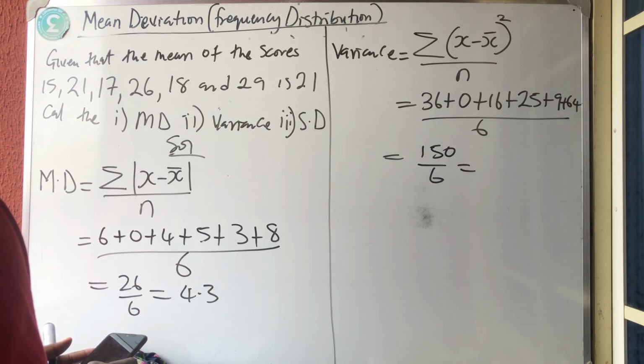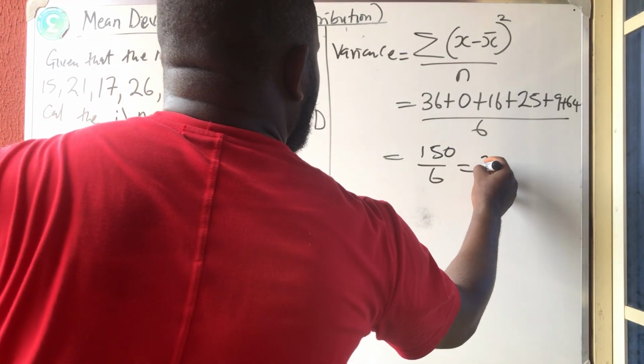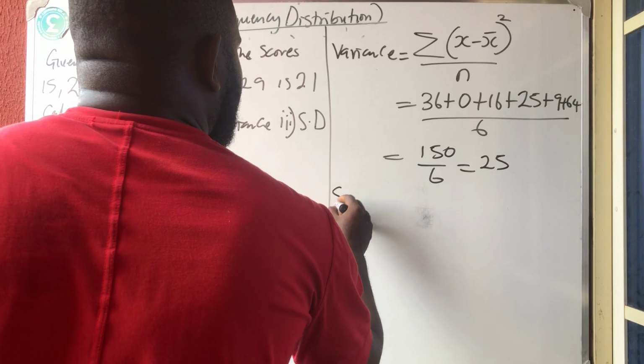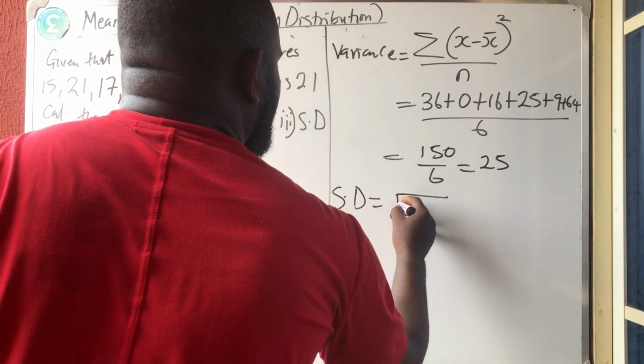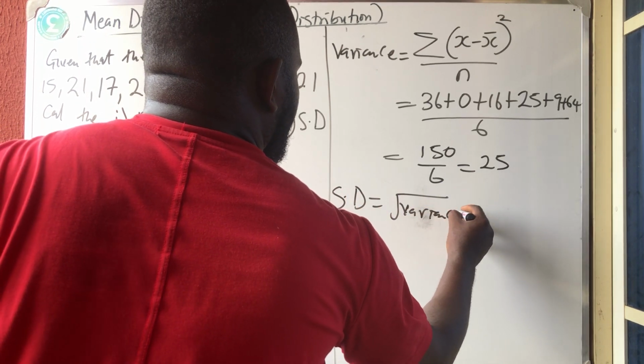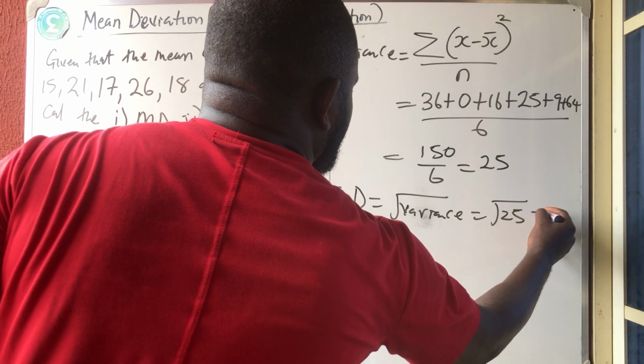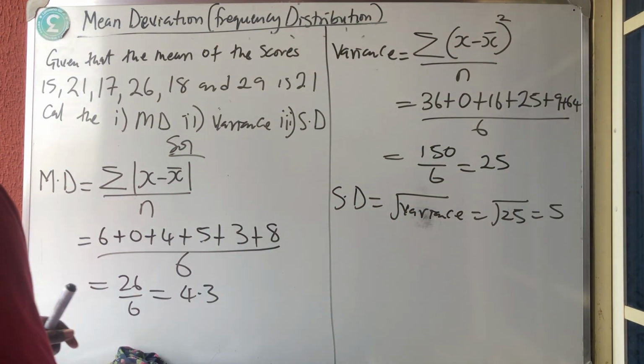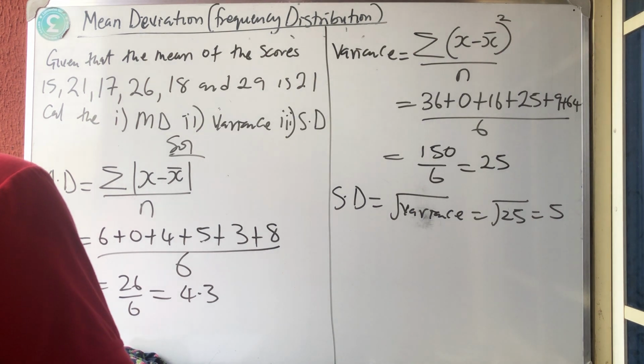150 divided by 6. So I'm having 25. So now the standard deviation is simply the square root of the variance, which is what? Square root of 25, which is 5. As simple as that. Very, very simple.